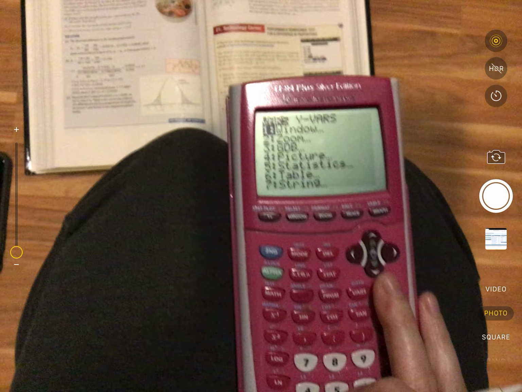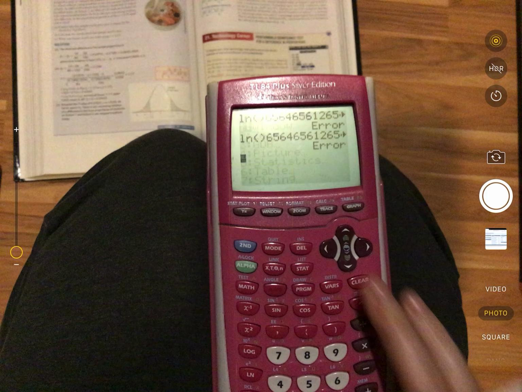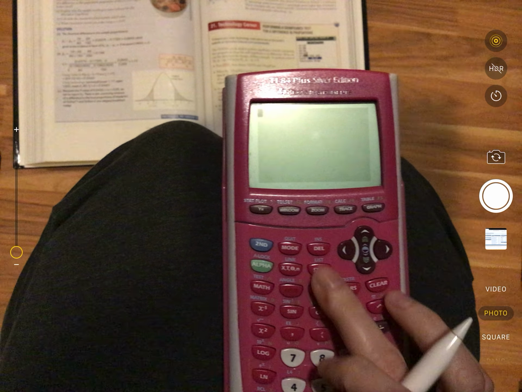So what that looks like on your calculator. Let's see if I got better lighting today. There we go. Okay, so, sorry, my kids were playing with this earlier today.